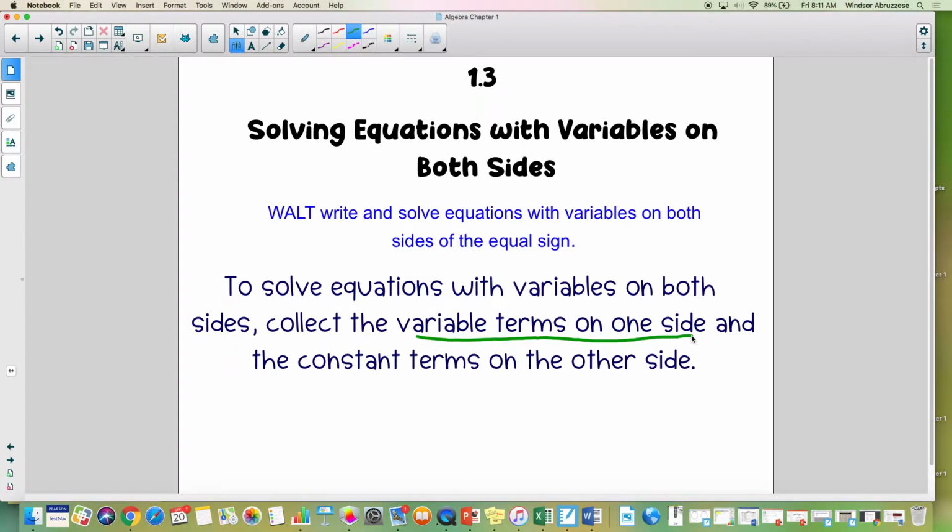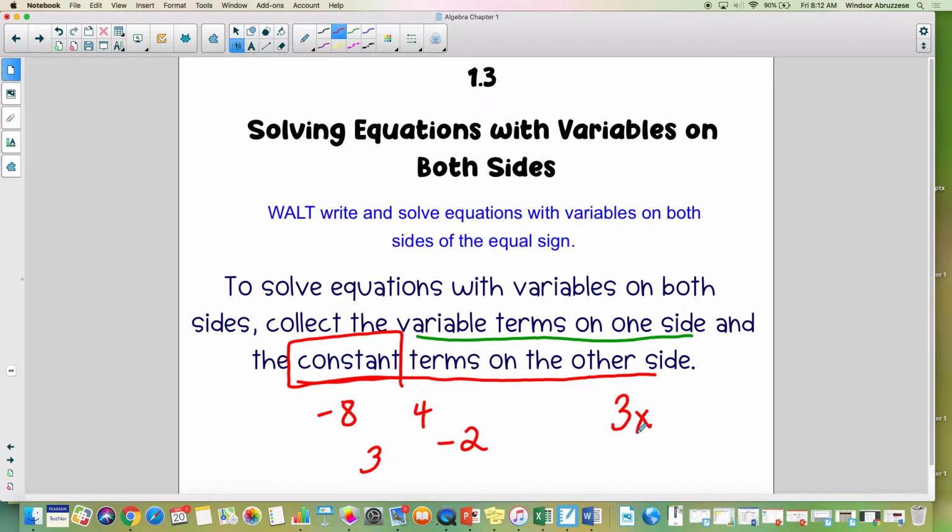To solve equations with variables on both sides, you're going to collect the variable terms on one side and the constant terms on the other. And remember, a constant is numbers that stand alone. So -8 and 4, or 3 and 2, -2. Those are constants. But the variable terms are like 3x, -4y, right? They have a coefficient and a variable.